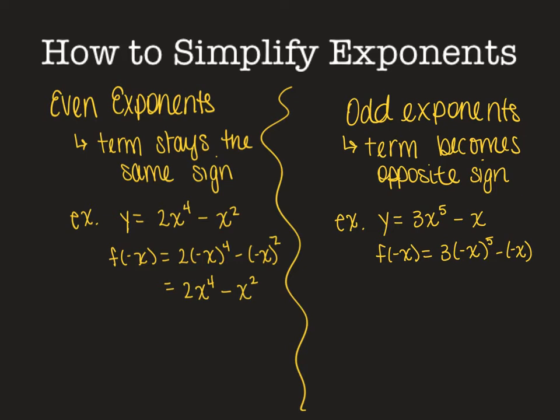Okay, you do your exponents first, and if it's an odd exponent, it's going to stay negative, which is going to make your whole term an opposite sign. So this now becomes negative 3x to the fifth, and then this becomes plus x. It's going to change every term to its opposite sign when you're plugging in a negative x to an odd exponent.